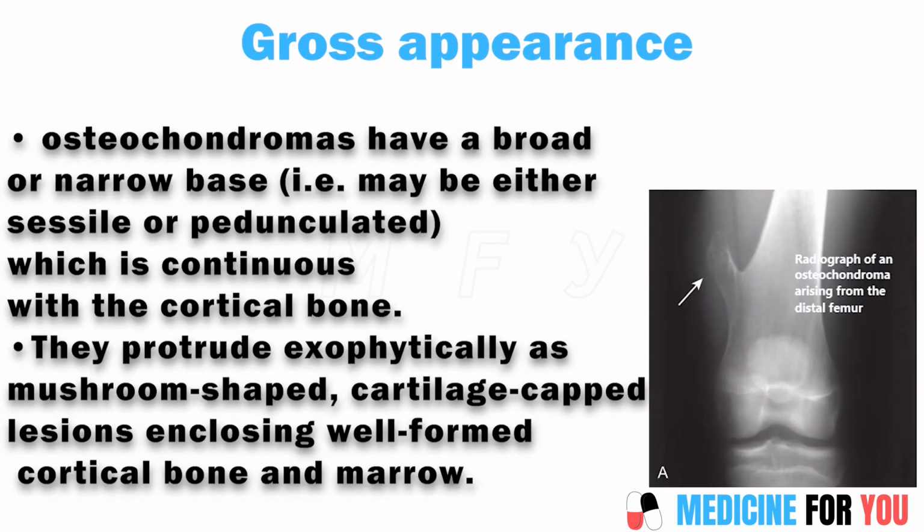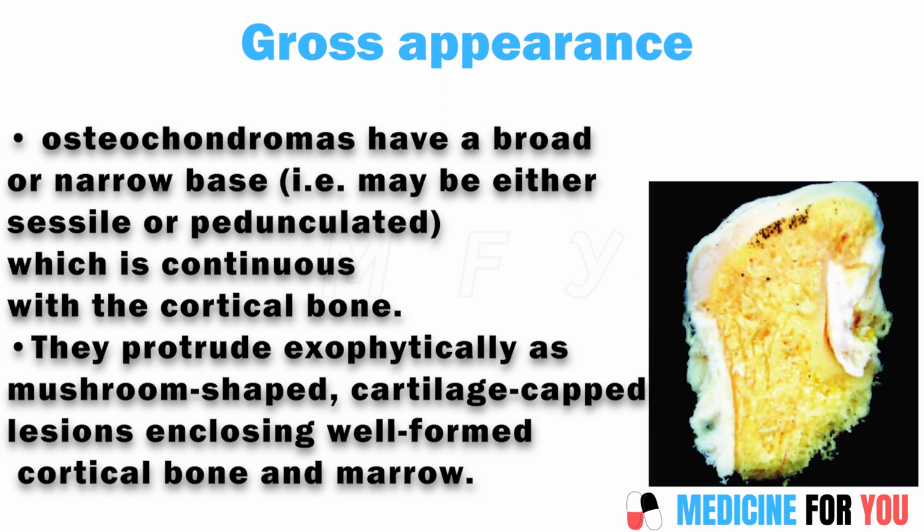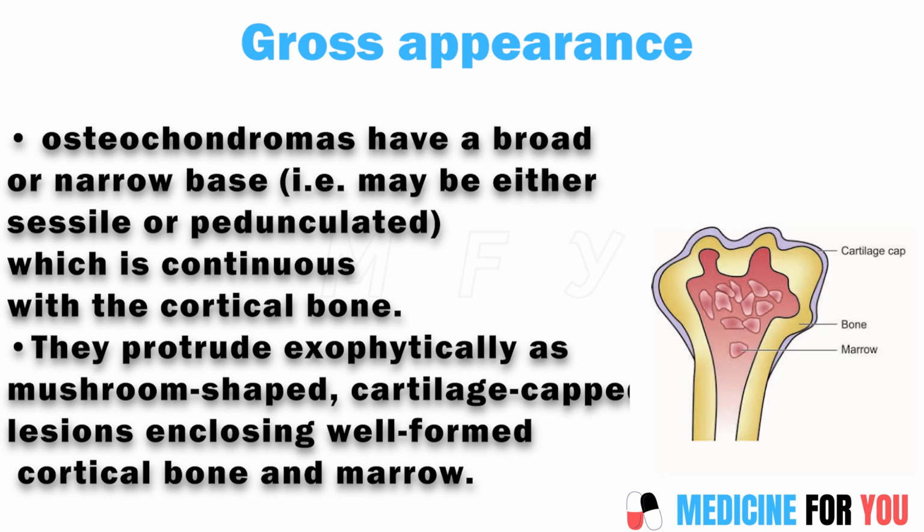Morphologic features. Gross appearance. Osteochondromas have a broad or narrow base, may be either sessile or pedunculated, which is continuous with the cortical bone. They protrude exophytically as mushroom-shaped, cartilage-capped lesions enclosing well-formed cortical bone and marrow.